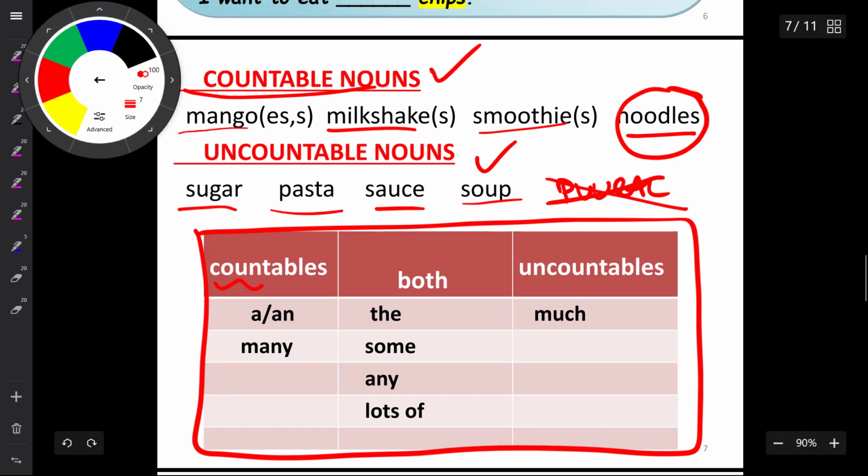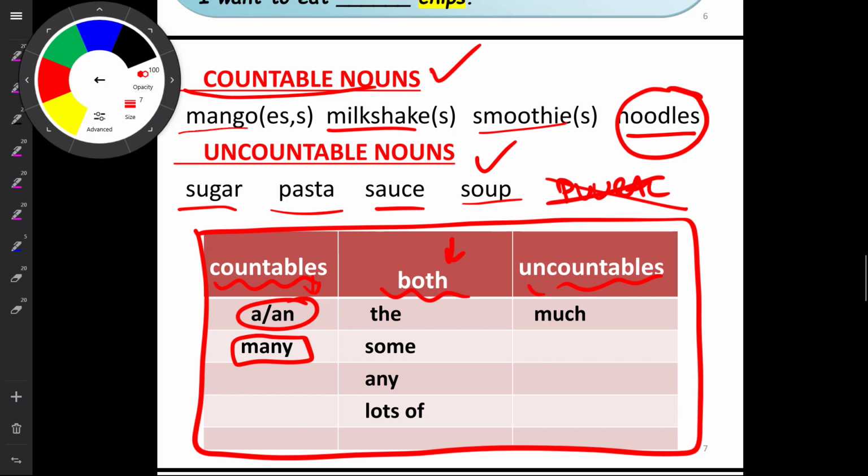So, quantifiers. Both, for example, we can use with countable nouns and uncountable nouns too. With the countable nouns, what quantifiers, okay? What quantifiers can we use with the uncountable nouns? If it is singular, we can use an.